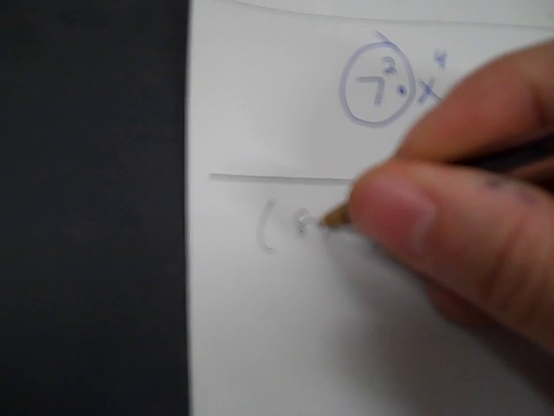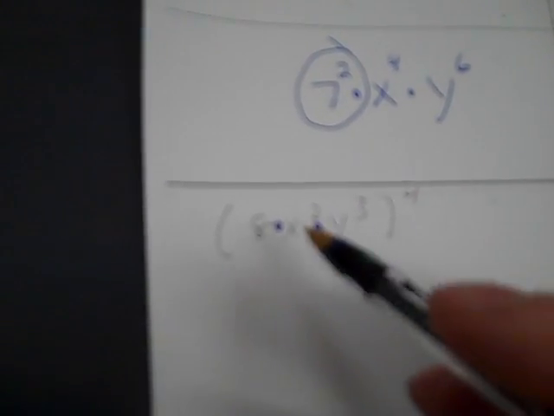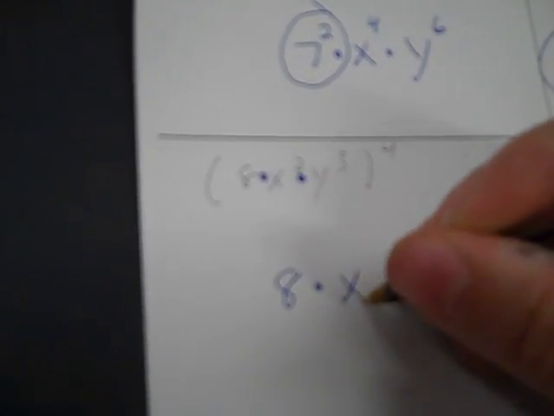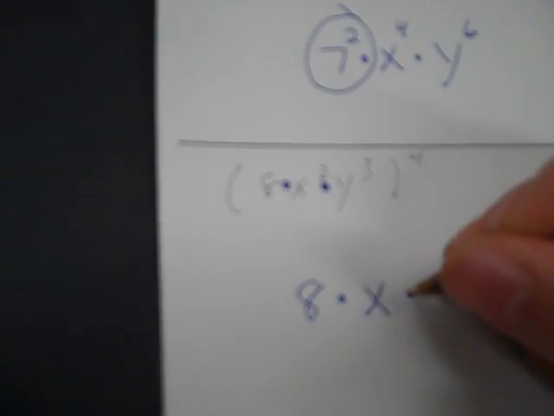Okay, my next problem. 8 and x, that would be multiplication operation. So I put a dot, and then x to the second, y to the third. That would be a multiplication operation. Okay, so my bases, I have a base of 8, a base of x. 2 is not a base. 2 is a power on the x, and a base of y.